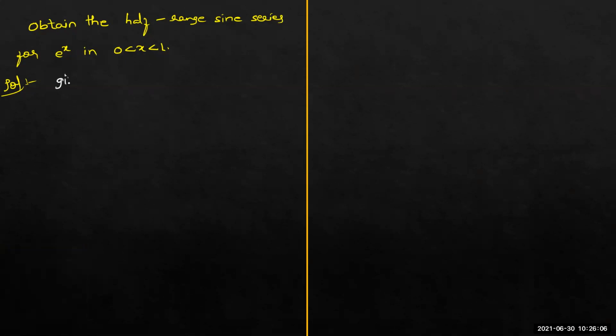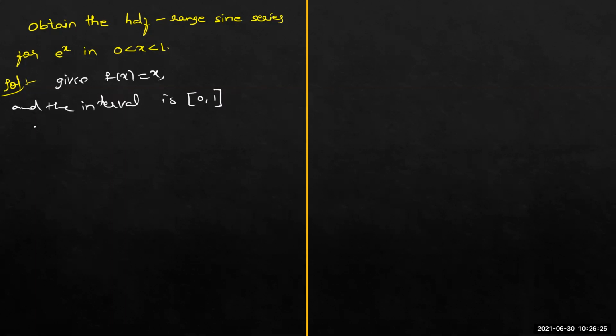So you are given, first of all, f of x is equal to x. That's one point. And the interval you are given is 0, 1.